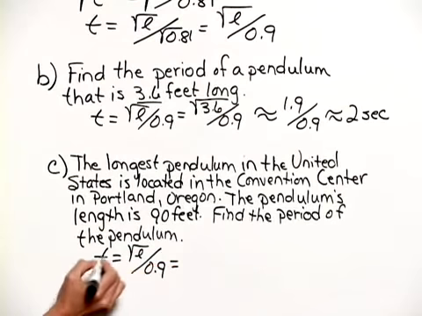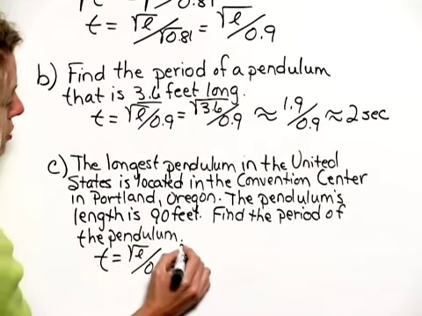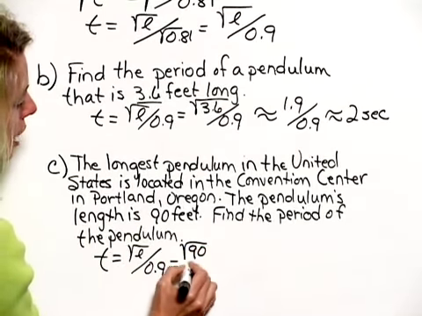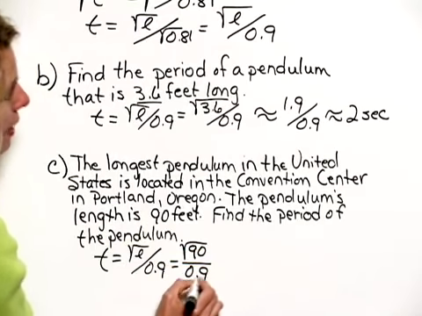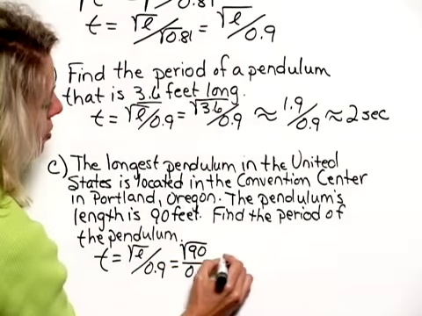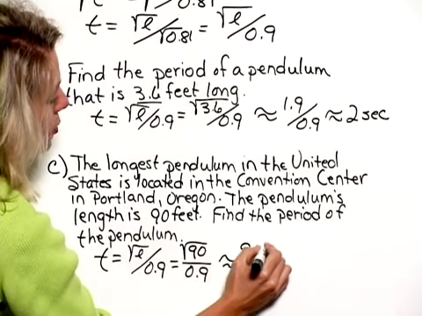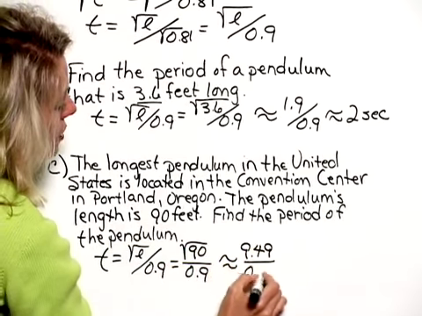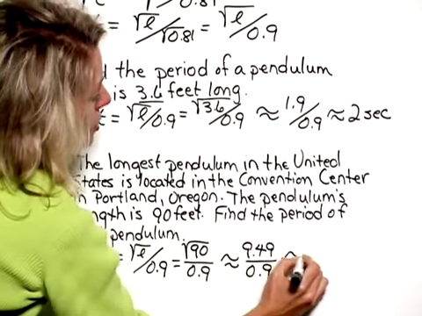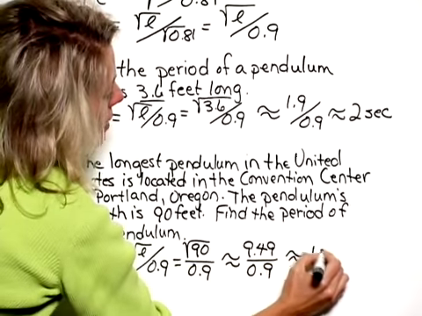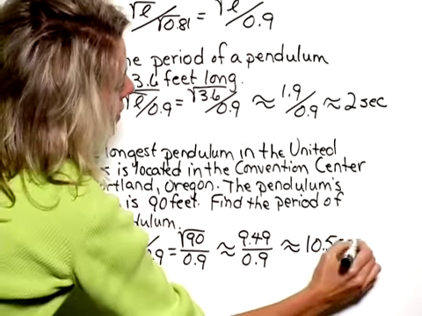This time we're going to put in 90 for L. So we have the square root of 90 over 0.9. Now that's approximately equal to 9.49 in the numerator over 0.9, which is approximately equal to 10.5 seconds.